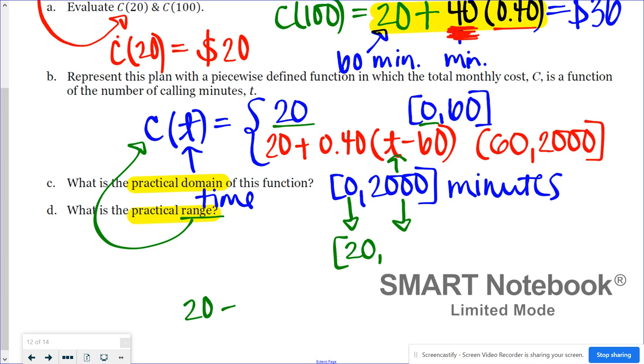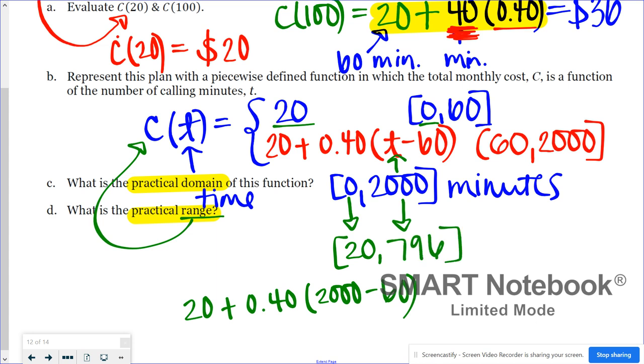So if I go 20 plus the 40 cents times the 2,000 minus 60, and if I use my calculator to figure this out, I end up with $796. So using my cell phone with this plan, I could pay as little as $20 for the month, or $796 if I use all 2,000 minutes.